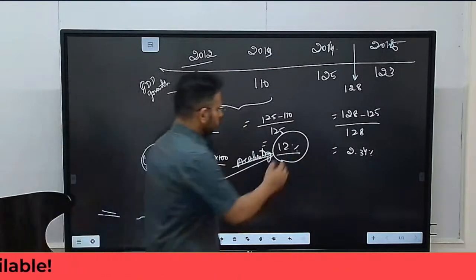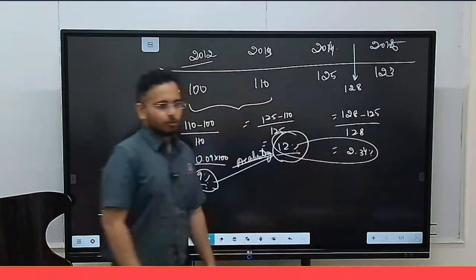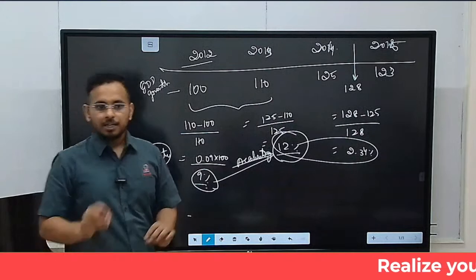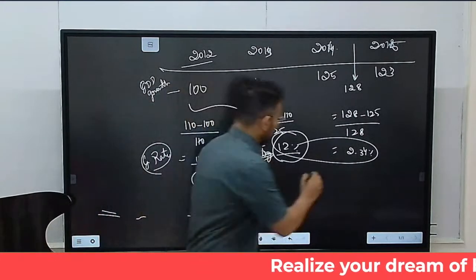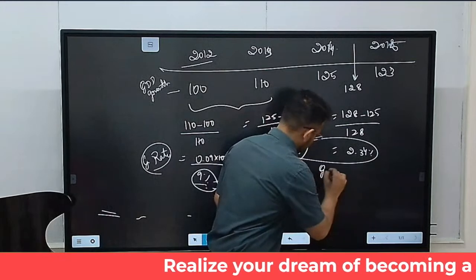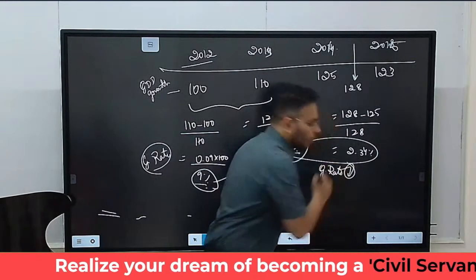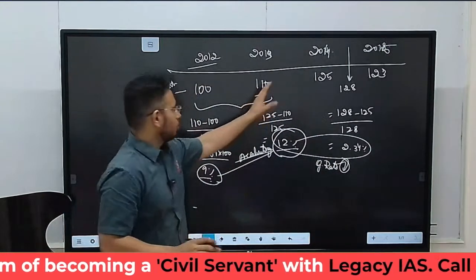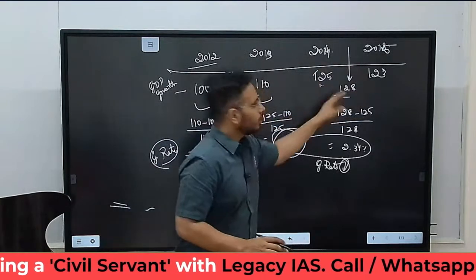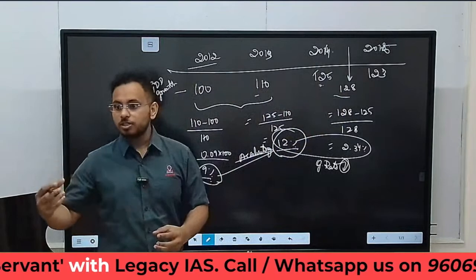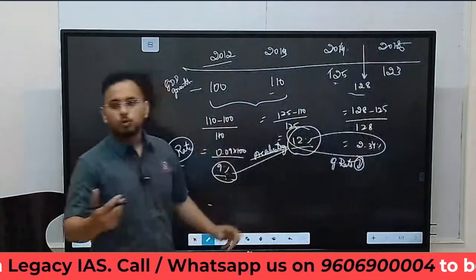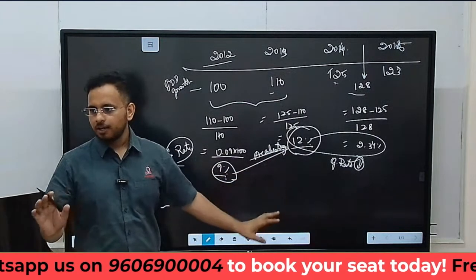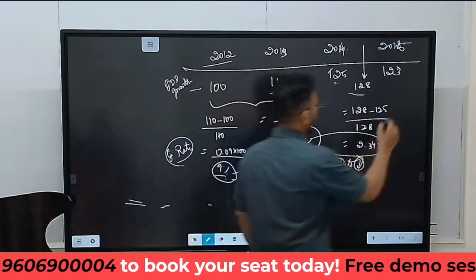Correct? Now, this is more important. 12% to 2.34%. What happened to the GDP growth rate? What decreased? GDP growth rate decreased. What happened to the GDP growth? From 110, from 125 to 128, it did increase. But the rate at which it increased is lower compared to what? At the previous year. Agreed? Understood?